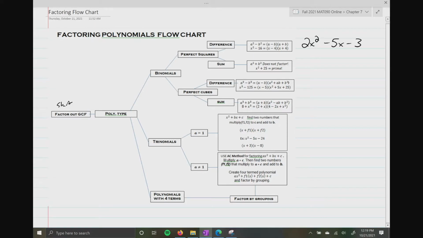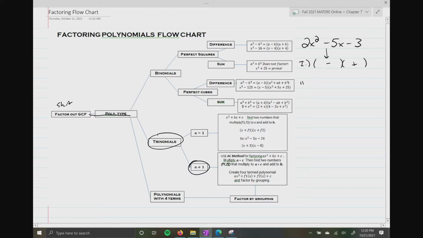So we move over, polynomial type. Well, we have 3 terms, so that's going to be a trinomial. And if you look, a does not equal 1. In fact, a in this case equals 2. So we're going to use the AC method here. So step 1, let's get an idea of what the final answer should look like. Remember, copy down the first sign. Second sign has to be a positive.